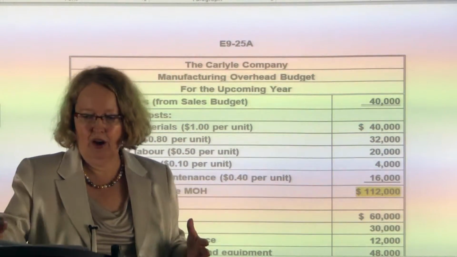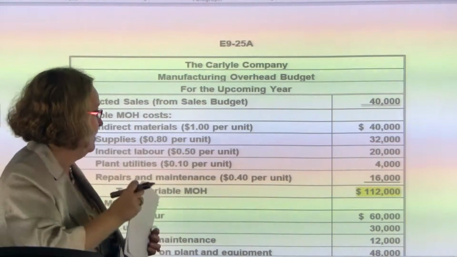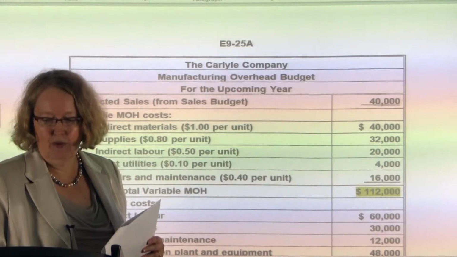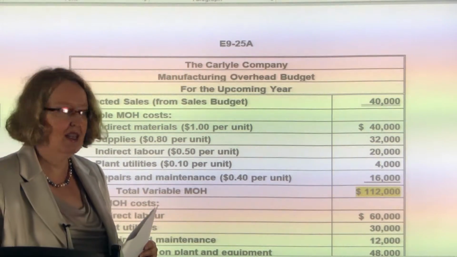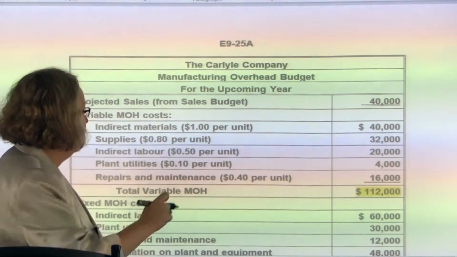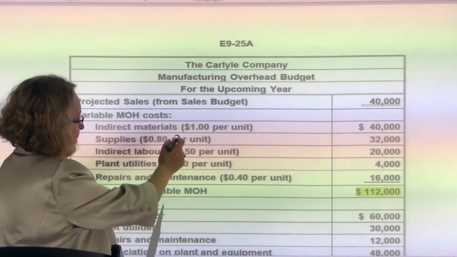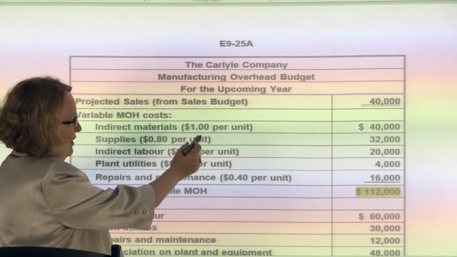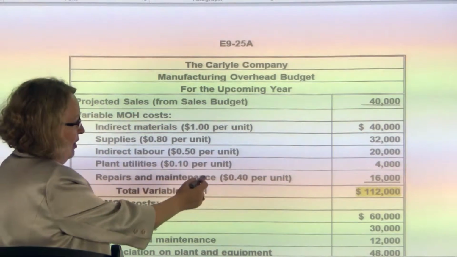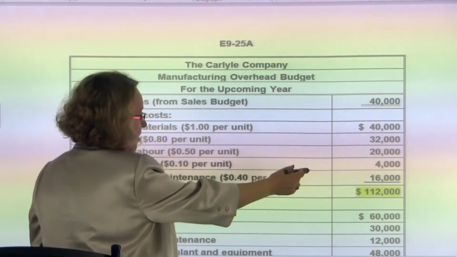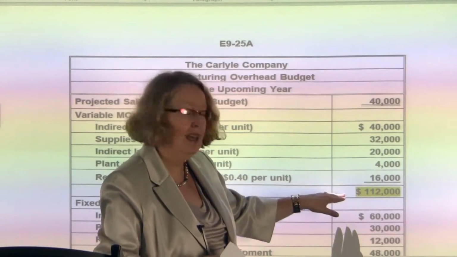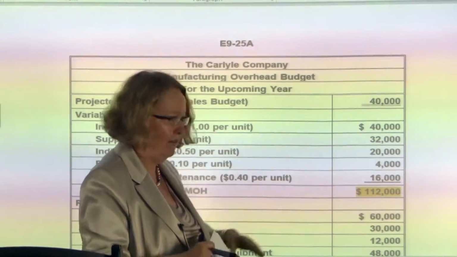So your variable cost, what we're doing here is we're just taking the per unit cost that you're given in the table and multiplying it by the number of units. So it's $1 times 40,000, 80 cents times 40,000, and so on. So that's how you're coming up with each of these costs. So the total variable manufacturing overhead for the period is $112,000.